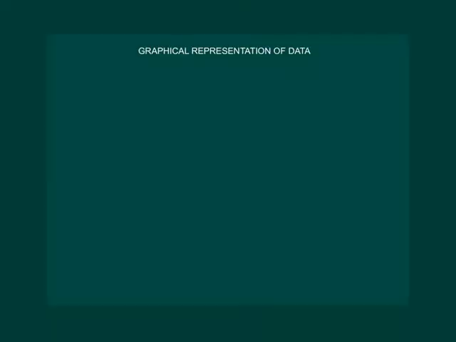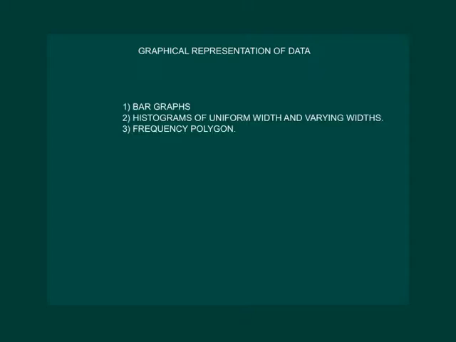We know that comparison among the individual items is best shown by means of graphs. The representation then becomes easier to understand than the actual data. We shall study the following graphical representations in this class: bar graph, histograms of uniform width and varying widths, and frequency polygon.